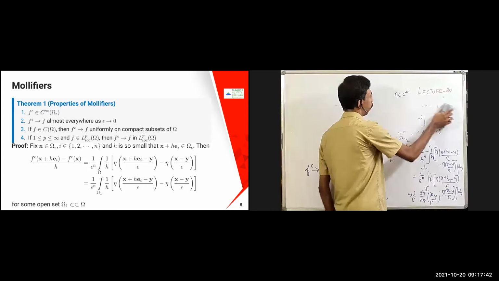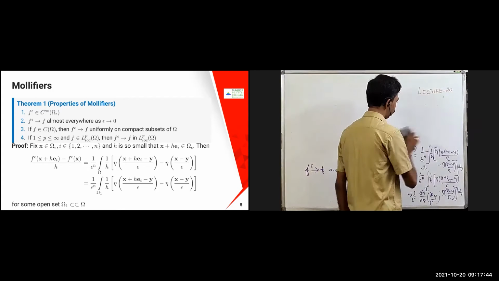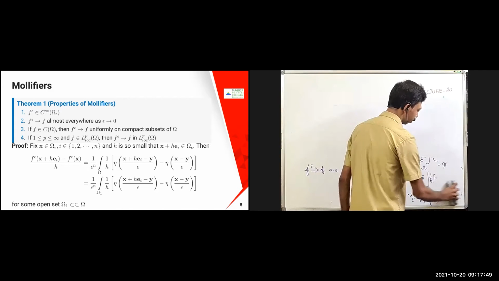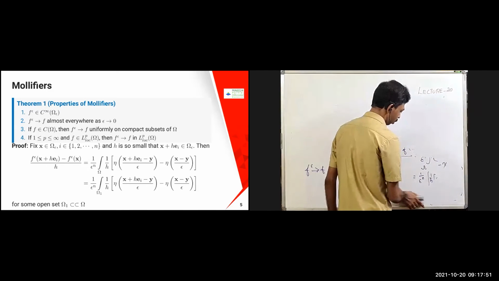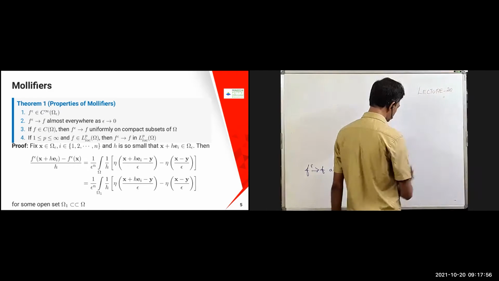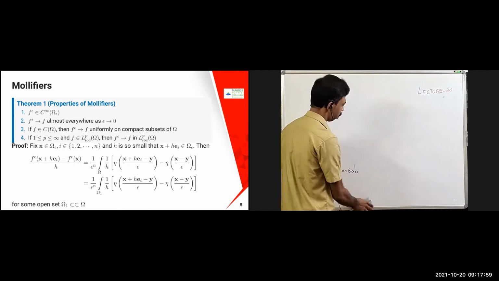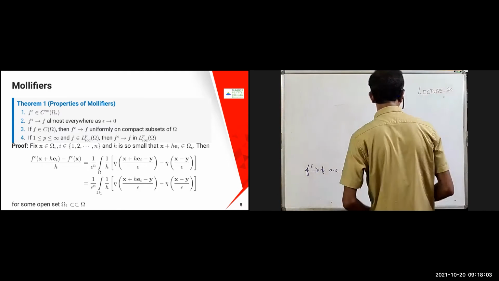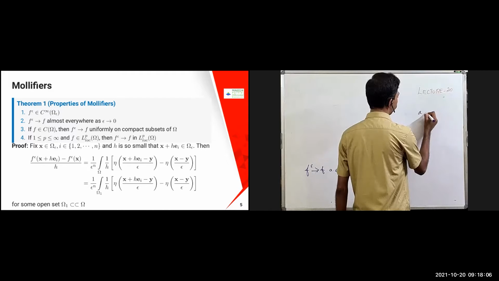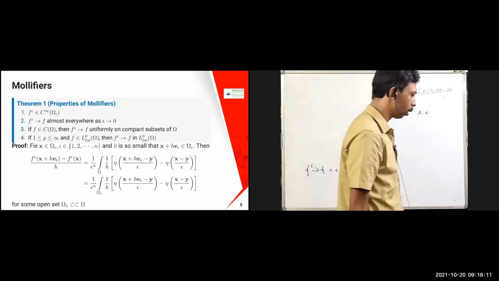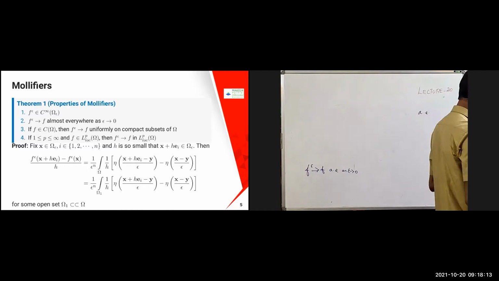If it is almost everywhere means, anyone? In Lebesgue theory you might have studied that almost everywhere. Anyone? Kurinder, Dasna. What is almost everywhere? Is it not covered in analysis course? Almost everywhere. Anyone? Hello?